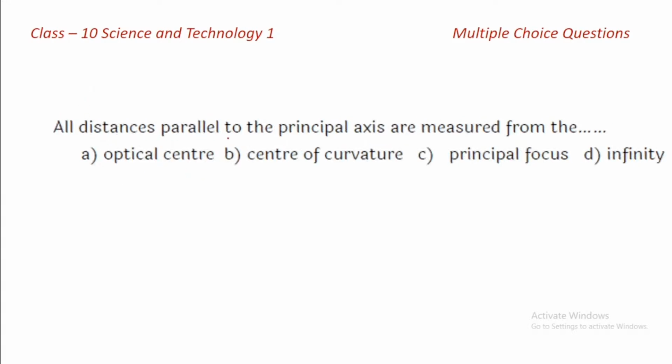All distances parallel to the principal axis are measured from the dot dot. Optical center, center of curvature, principal focus or infinity. So the correct answer is option A, optical center. All the distances parallel to the principal axis are measured from optical center.